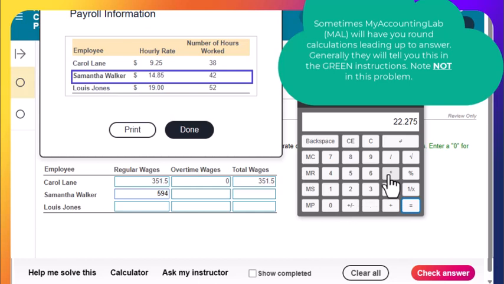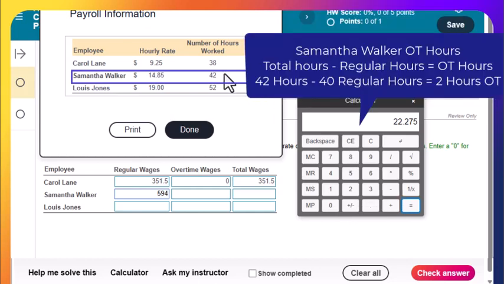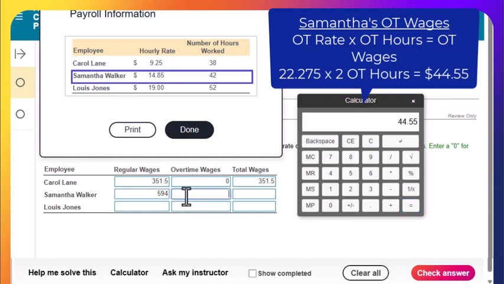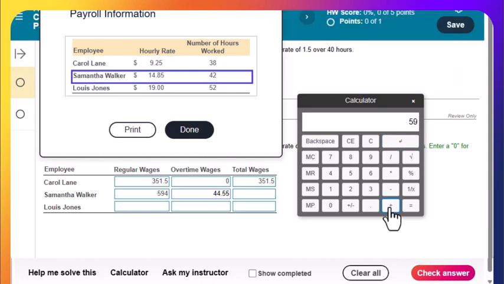So let's take the final 2 hours of Samantha Walker's time here and multiply that rate for overtime wages of $44.55. And then we can go ahead and add regular wages to overtime wages, for a grand total wage of $638.55 for Samantha Walker.